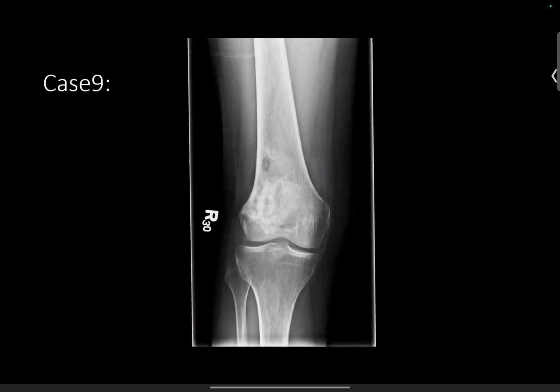Bony sequestrum: the ones that I've seen can be in a variety of different areas, but it's not necessarily just a little round calcification. It often looks like a little splinter, a little spike of linear density. They might have other signs of infection too, like a cloaca or tract coming out of the cortex showing inflammatory reaction, whereas an osteoid osteoma wouldn't have any of those findings.